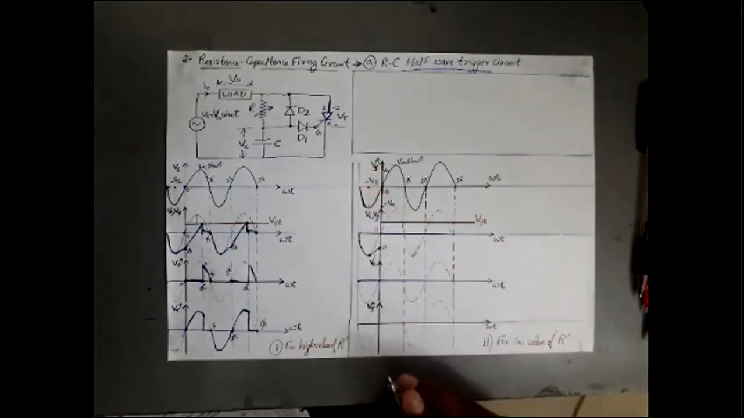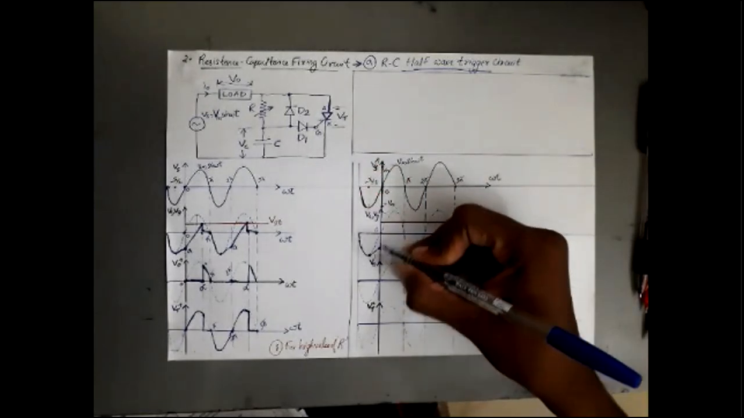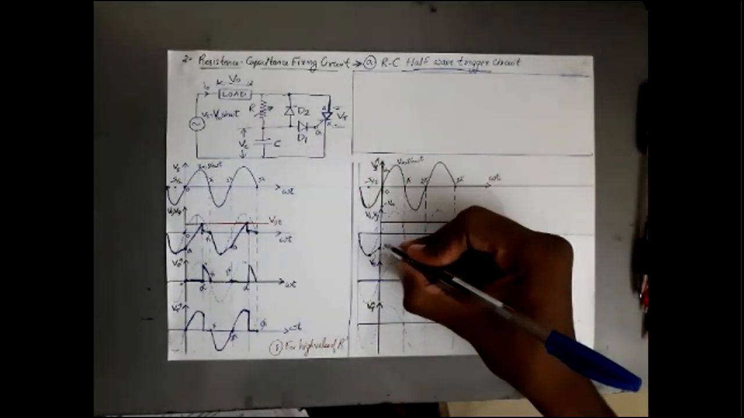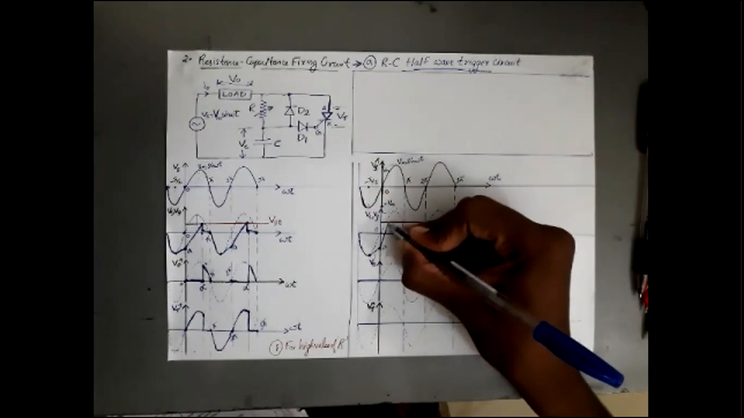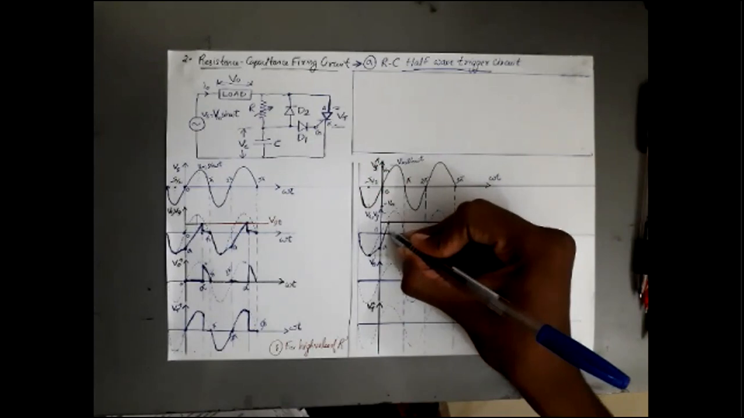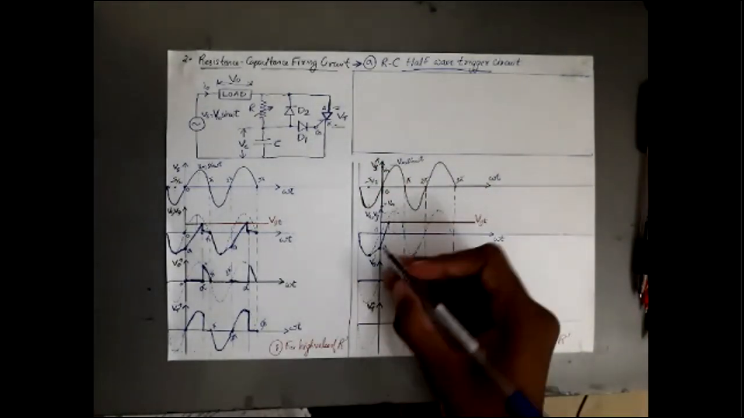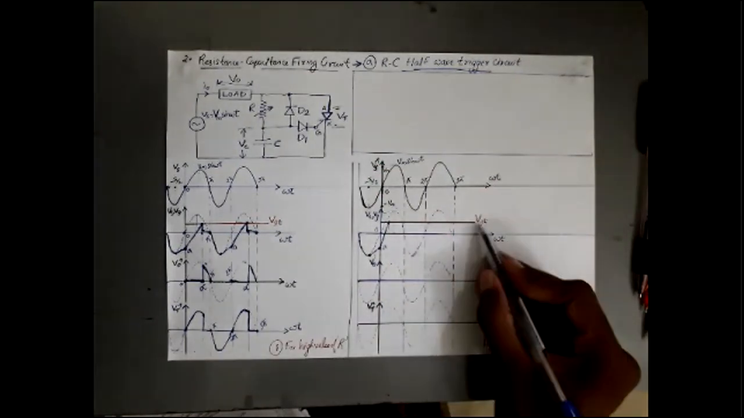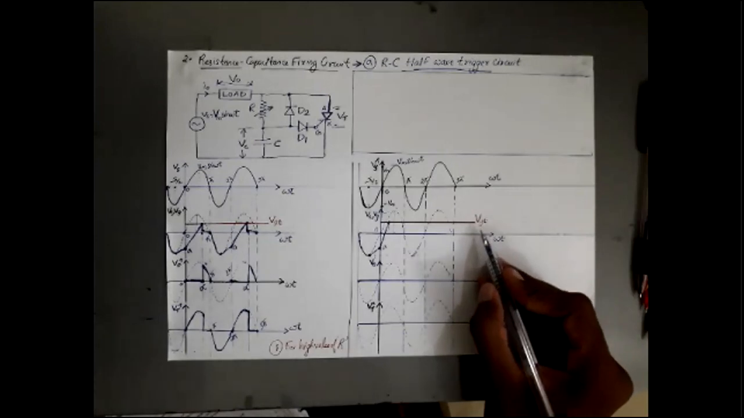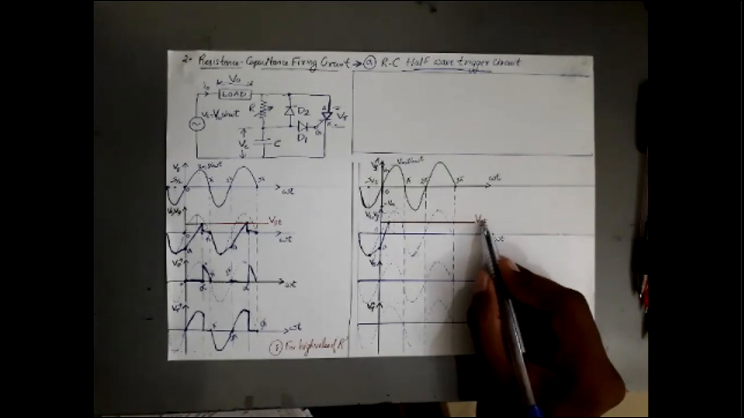So, the capacitor will get a higher value at a faster rate. So capacitor charging gets faster. At this point itself, that is before omega t is equal to pi by 2, my capacitor voltage has reached a value equal to VGT, that is, the minimum voltage required to trigger my gate circuit, or required to trigger my SCR.